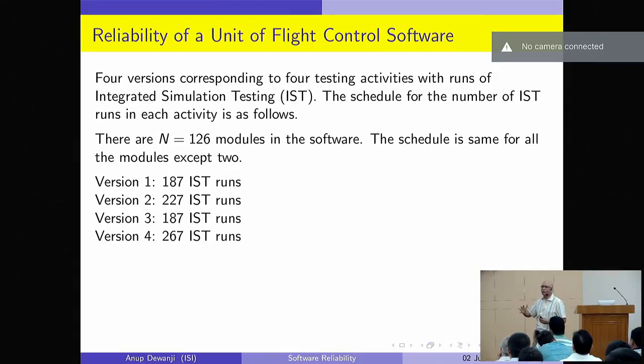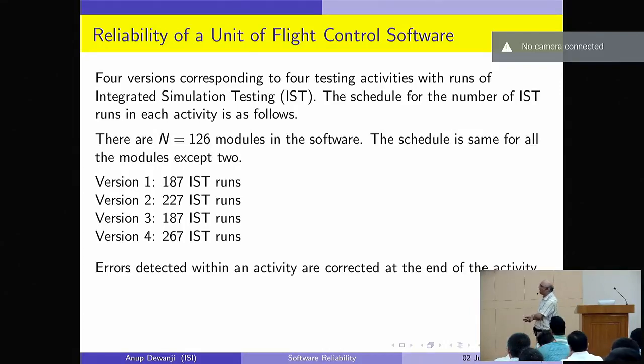After each version, after each activity, they go back to static verification again and some modular level testing and all these things. So they have a lot of intermediate things between 2 versions. And then during this version, there are 227 runs in the second version, for example. They carry out these simulation runs one after another. They are complete simulation runs of that unit of software.